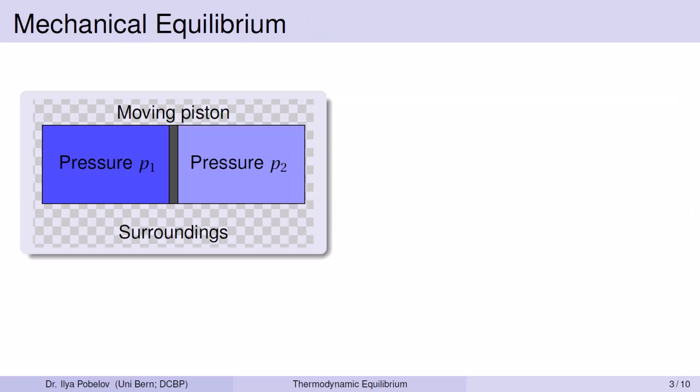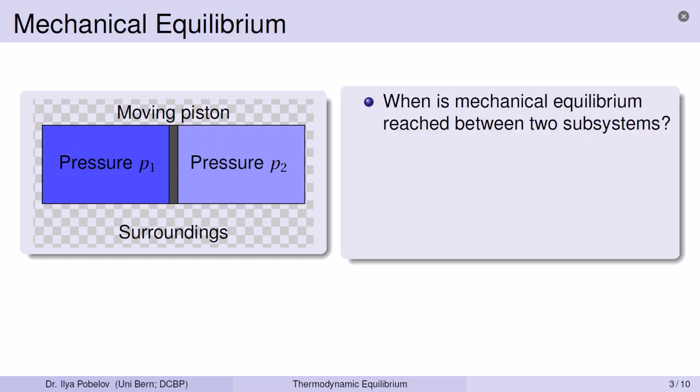Let us first consider the concept of mechanical equilibrium using a system of gases as an illustrative example. Imagine two subsystems, one with a pressure of P1 and the other with a pressure of P2. They are separated by a freely moving piston. The entire system is isolated from any external influence. How can we determine when the system achieves mechanical equilibrium?